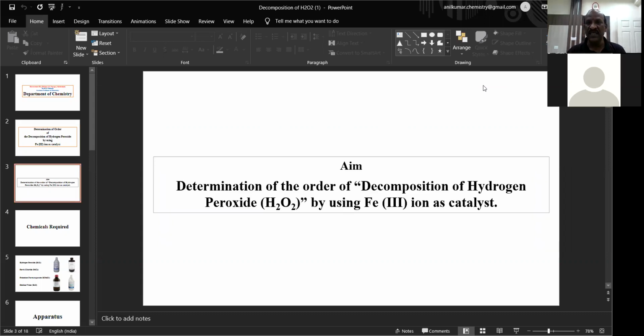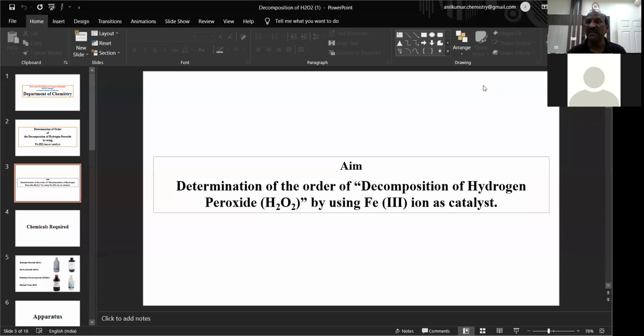So now you see here, what is it? Here you see the aim: determination of the order of decomposition of hydrogen peroxide, H2O2, by using Fe3+ ion as catalyst. This is the aim of the experiment. So what you are going to calculate is the order, for what? Hydrogen peroxide. How? In presence of the catalyst.